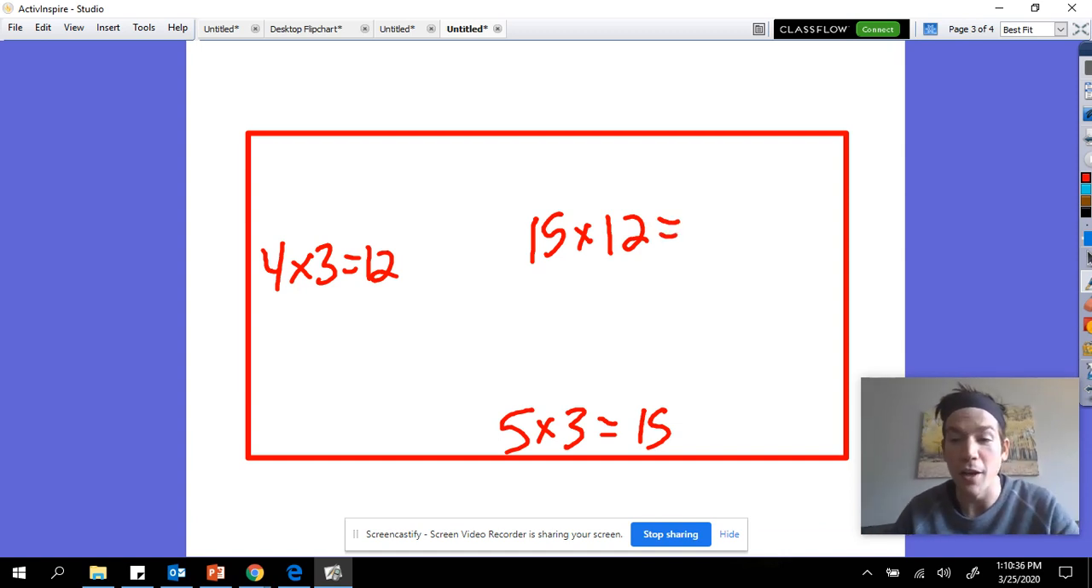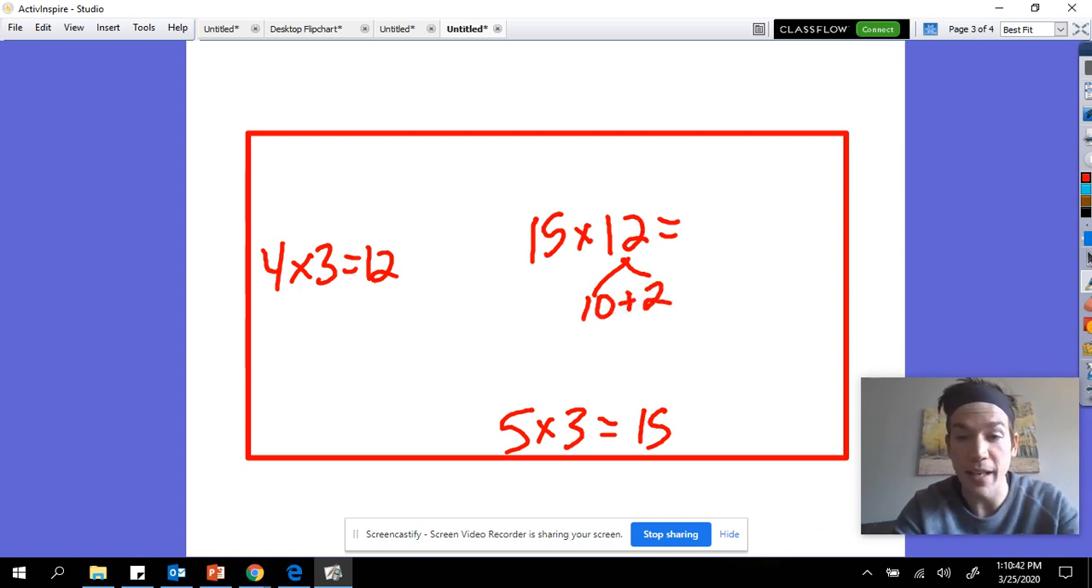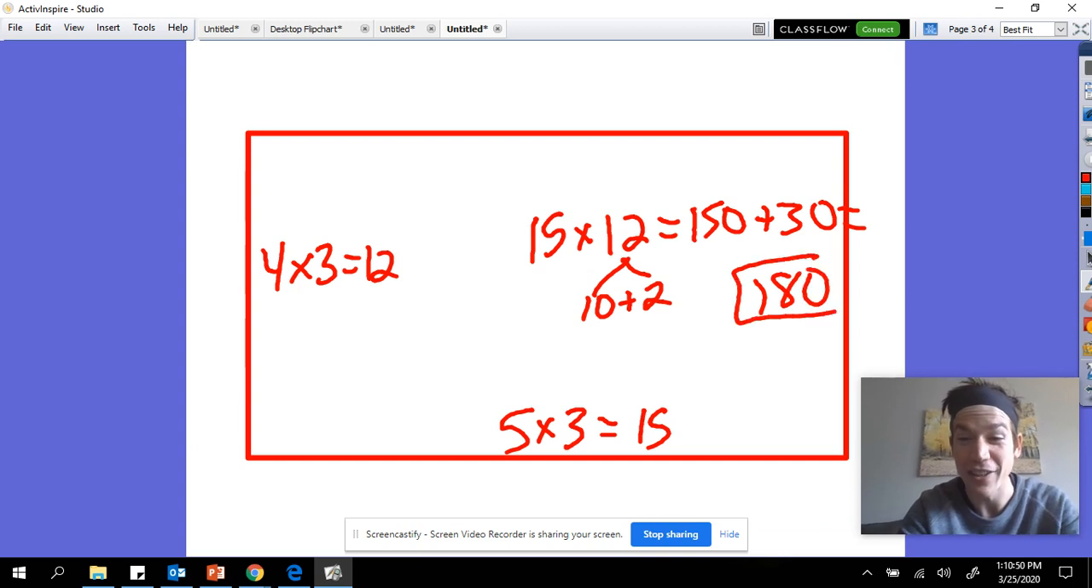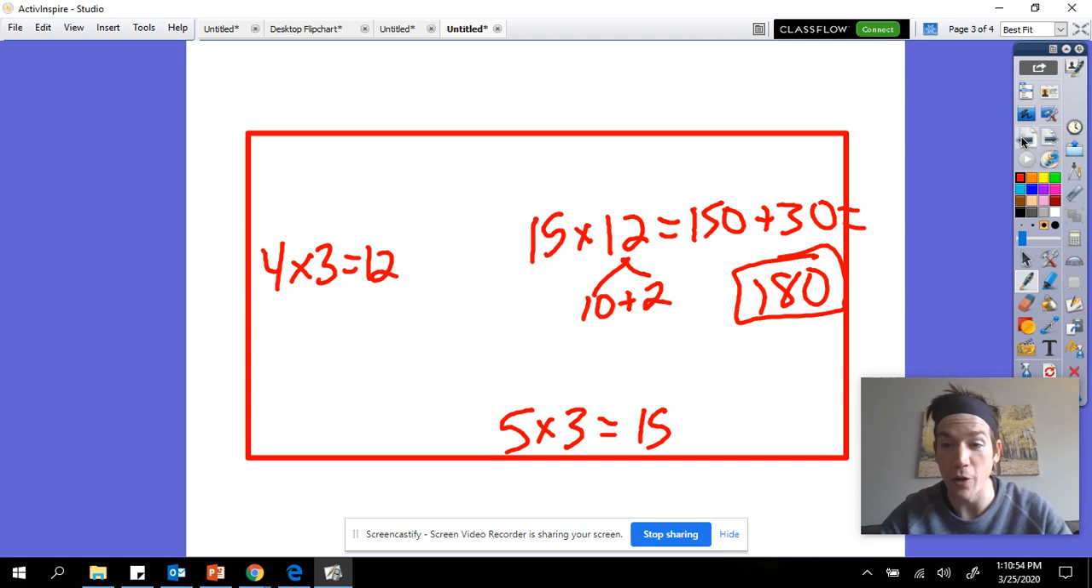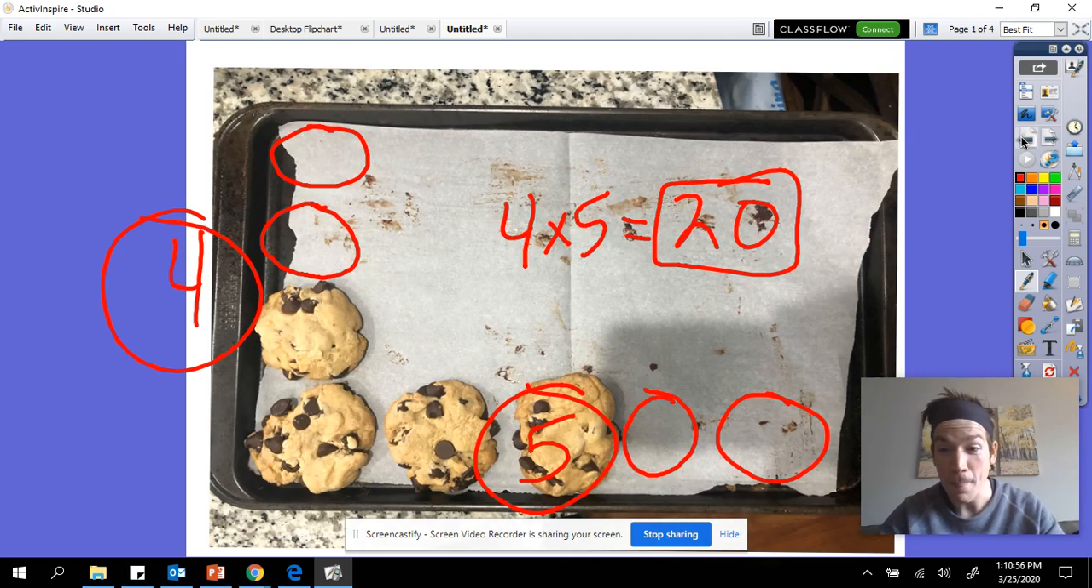15 by 12. Easy way to do 15 times 12 is to break 12 down into 10 and 2. 15 times 10 is 150. 15 times 2 is 30. So that would give me 180 cookies. So by tripling it, I went from 20 all the way up to 180.